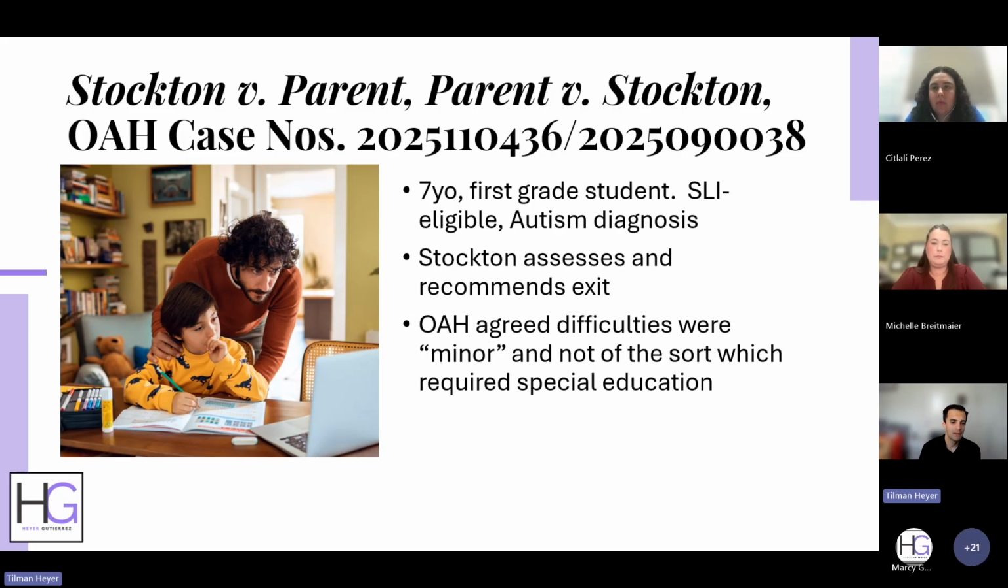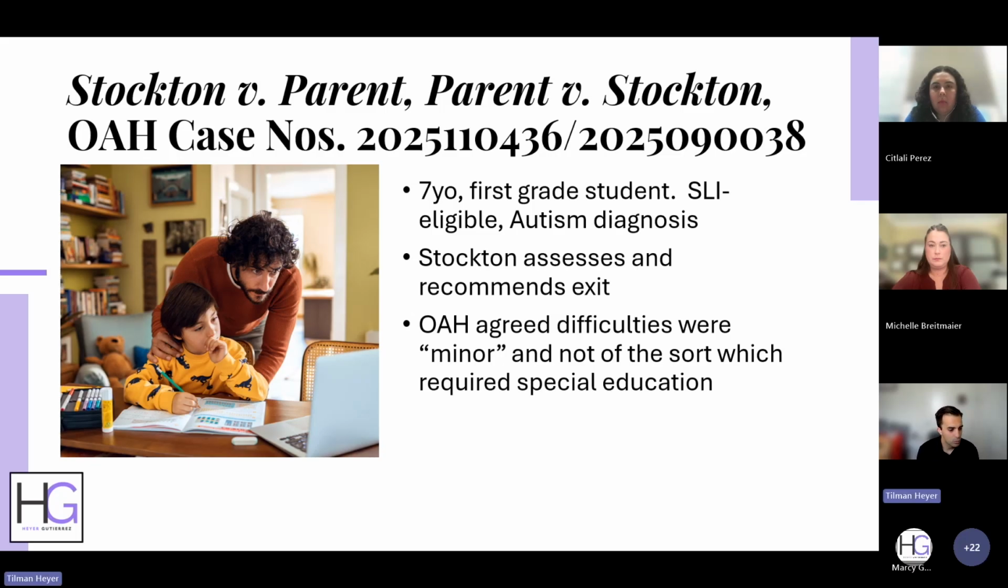The parents also had health concerns around the student's constipation, and OAH found that this did not require an IEP to be addressed, that it could be appropriately addressed through 504 accommodations, such as those proposed by Stockton. Parents had concerns about bullying, but again, the decision notes that there was just one incident and that it was promptly addressed by staff and it did not reoccur.